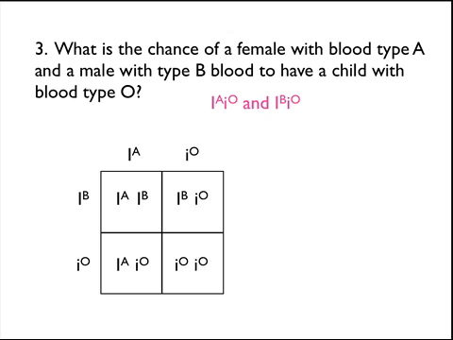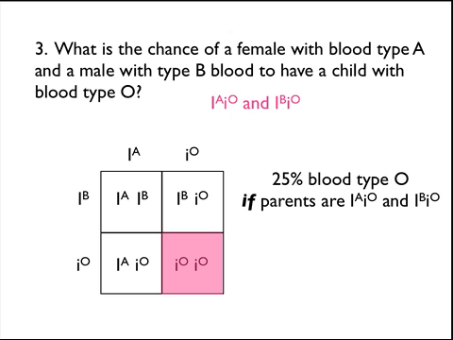And what we're going to find here is that there's only one situation where they could have a child with blood type O. So that gives us a 25% chance of having blood type O if, and only if, parents are IA-IO and IB-IO for their blood type. Again, it's possible that they could not have a child with blood type O, but we're making an assumption here.